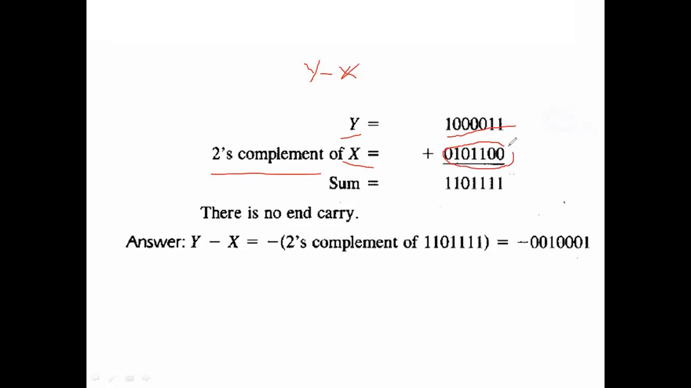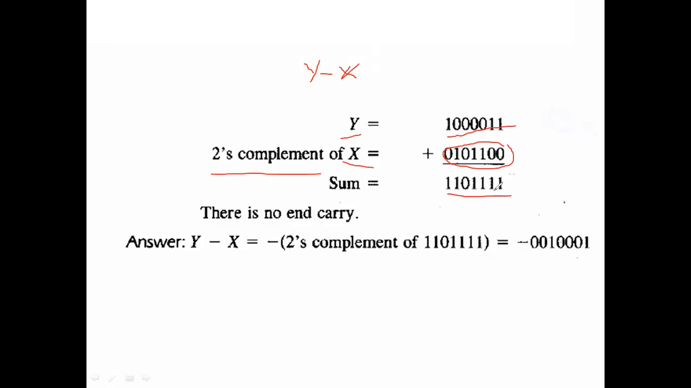Now add these two numbers. 1 plus 0, 1; 1 plus 0, 1; 0 plus 1, 1; 0 plus 1, 1; 0 plus 0, 0; 0 plus 1, 1; 1 plus 0, 1. Here no carry will be there.